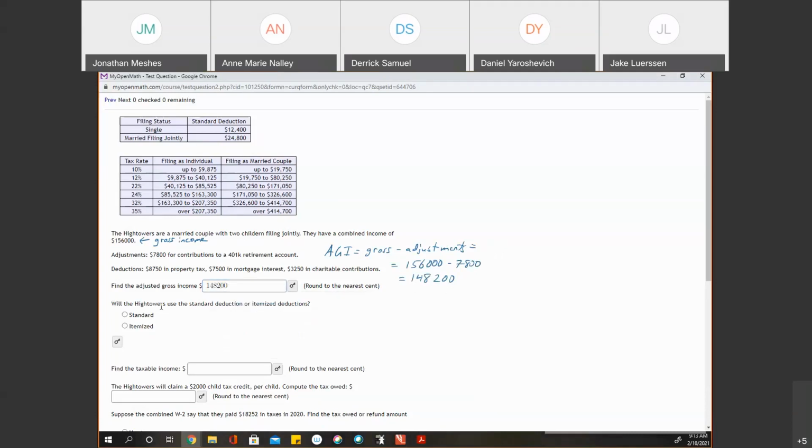Next we talk about the deductions. We need to figure out if they're going to use the standard deduction or the itemized deductions. Because they're filing jointly as a married couple, our standard deduction is $24,800. So we add up the itemized deductions: 8,750 plus 7,500 plus 3,250. That gives us 19,500. That's lower, so we're going to use the standard deduction.